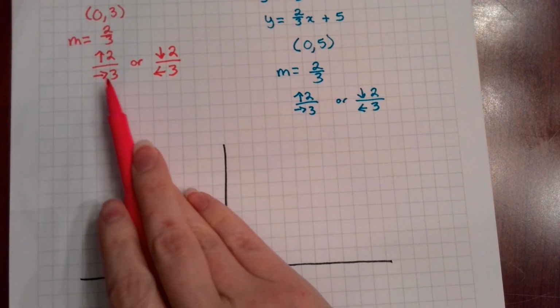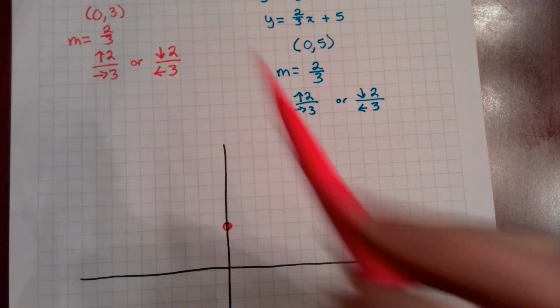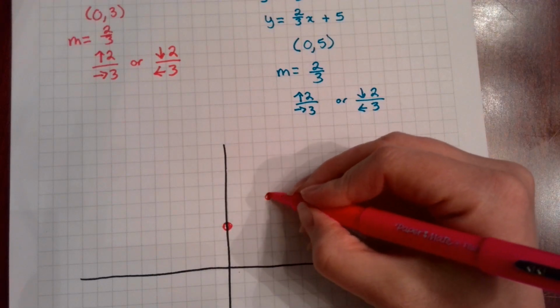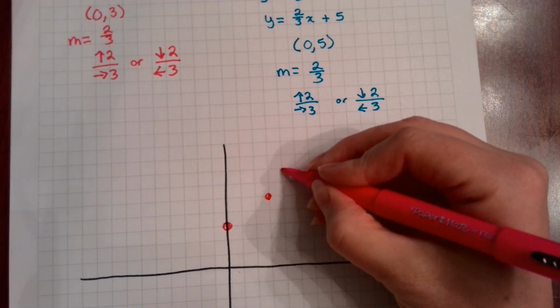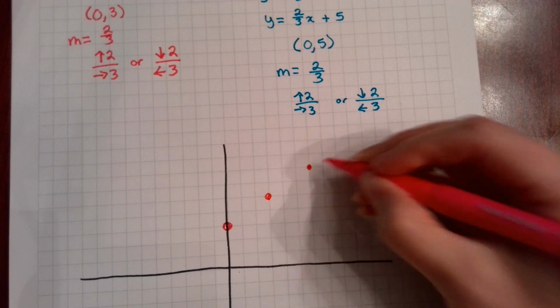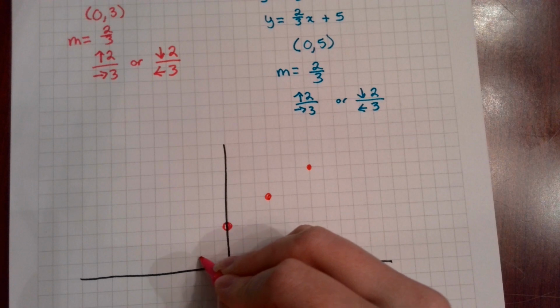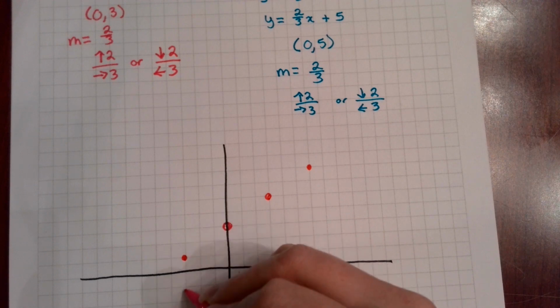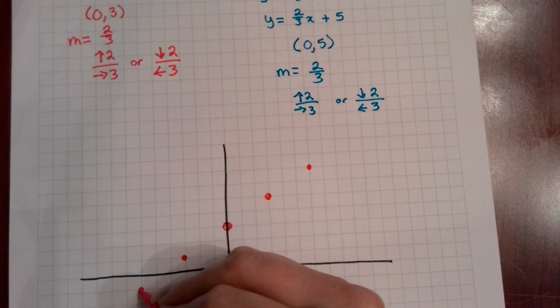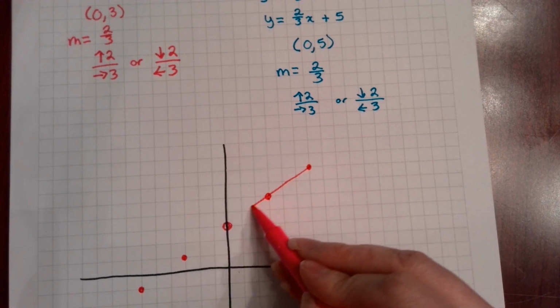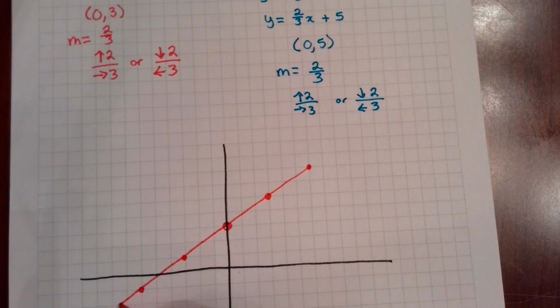And then I'm going to follow my directions, going up 2 to the right 3. 1, 2, 1, 2, 3. Up 1, 2, 1, 2, 3. I can even go down 2 and left 3. Down 2, left 3. Okay, and then that would go ahead and create a nice line here.